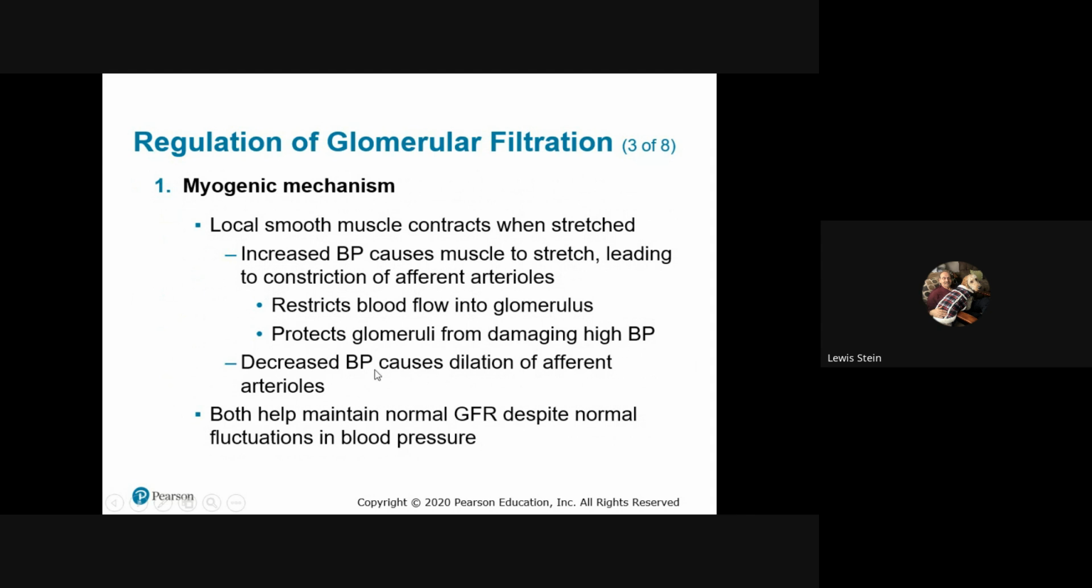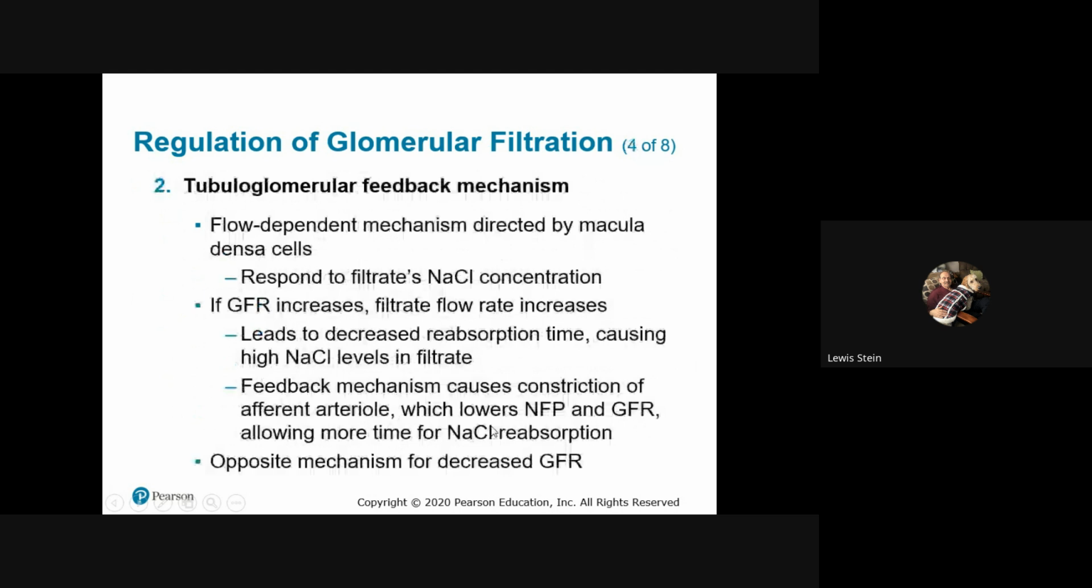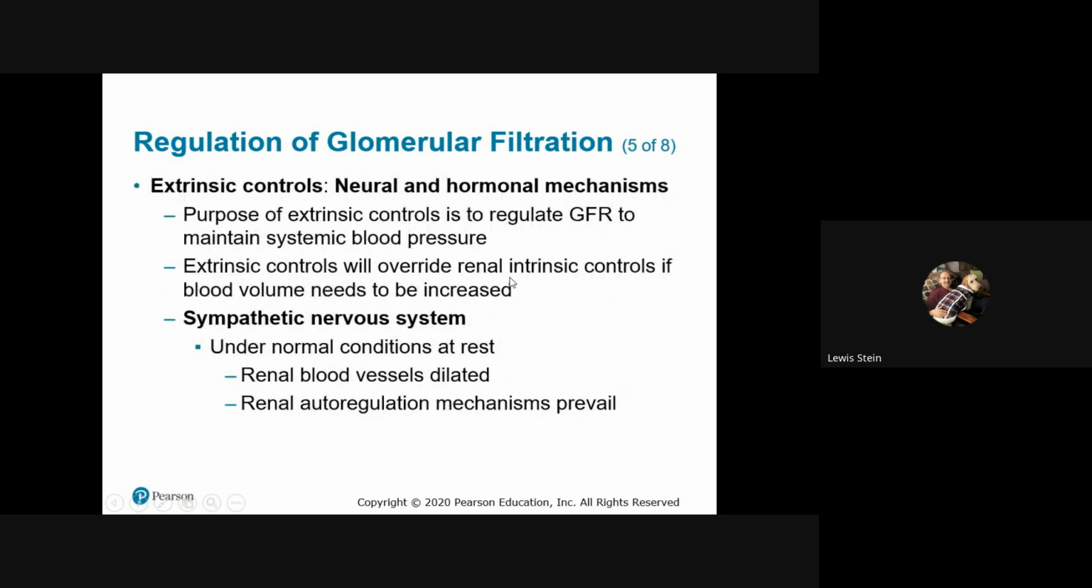Decreased blood pressure, the opposite, is there. And again, effectively, you're maintaining the overall health. And so these are flow dependent at the macula densa. That's the salt concentration, et cetera. You can read through that. So outside of that, assuming those controls were outside of the range or there's something extraordinary happening, they regulate glomerular filtration over and above it.